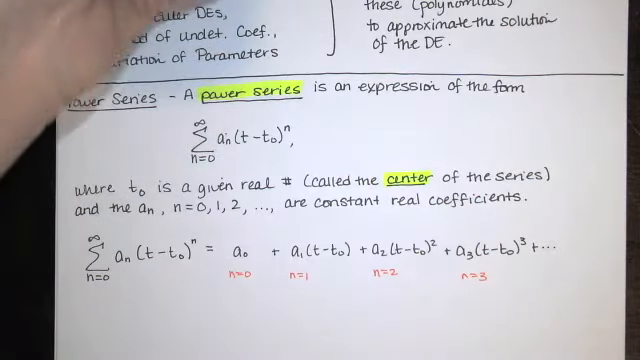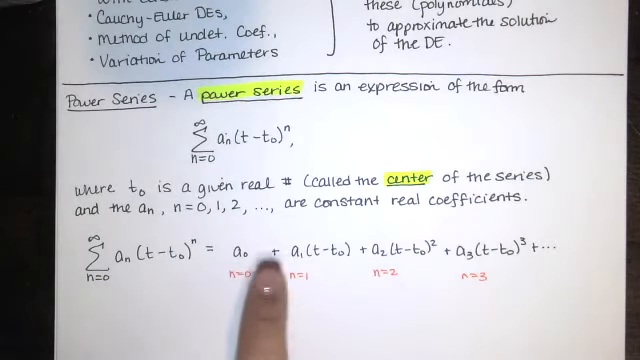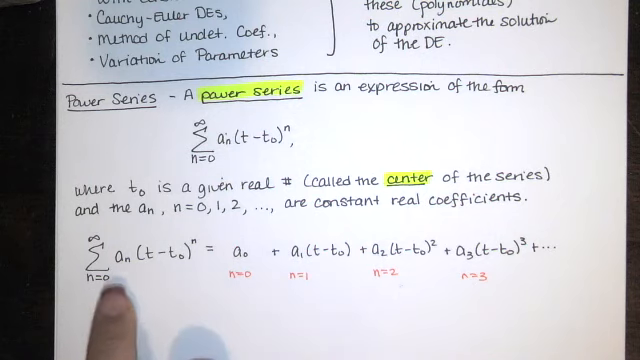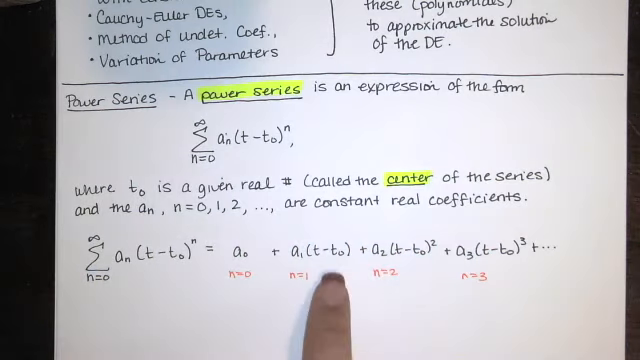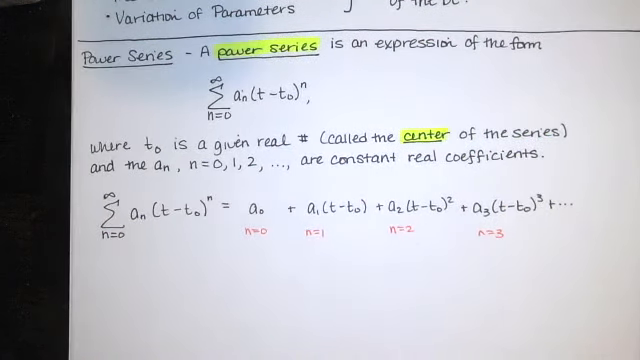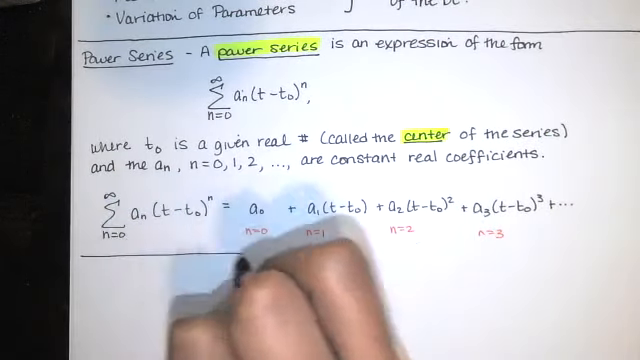So it's like a polynomial, it's infinitely long, and typically this a sub 0, a sub 1, a sub 2, a sub 3, those are known. Like you're gonna have a function of n right here, and you'll be able to substitute that value for n, and then you'll have a number there. T naught is also known. So let me give you an example, or two or three.